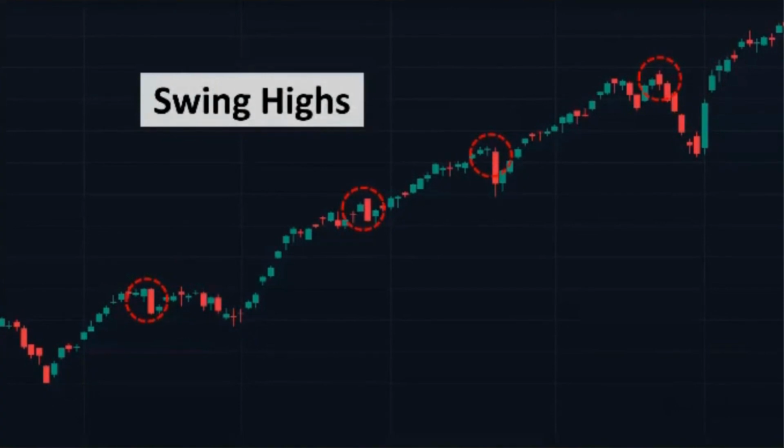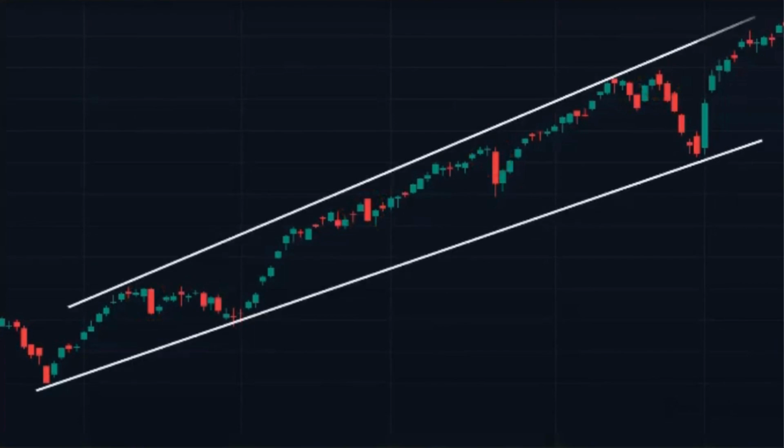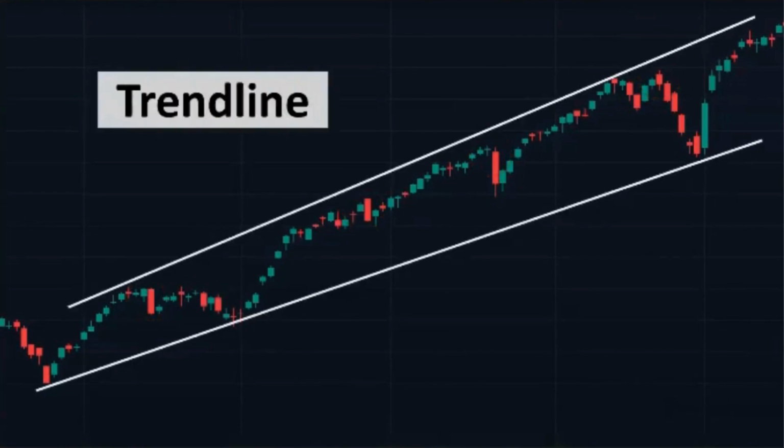And when we connect the swing highs and swing lows together, we get a line which is called a trend line. That's how a trend line looks, and that's how you draw it on the chart: by connecting the two nearest highs and lows and extending the line. That's what it takes to draw a trend line.